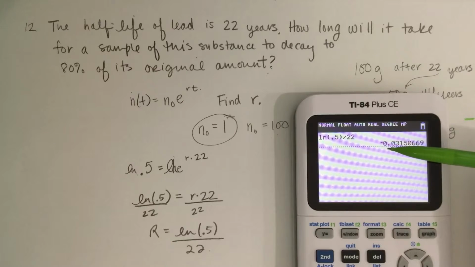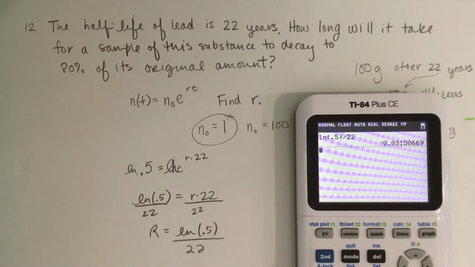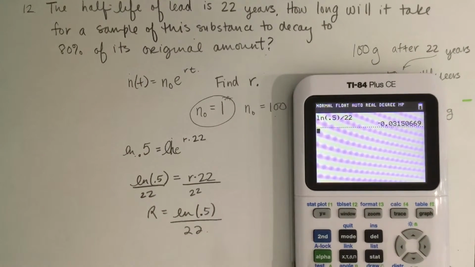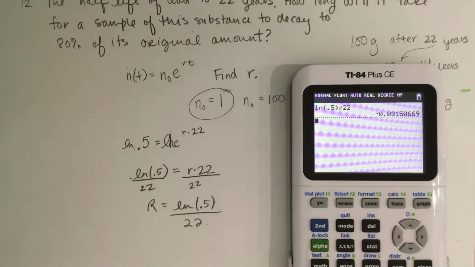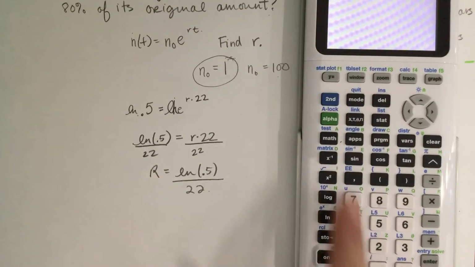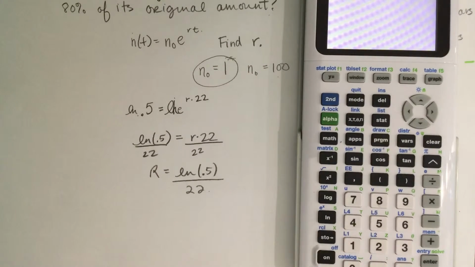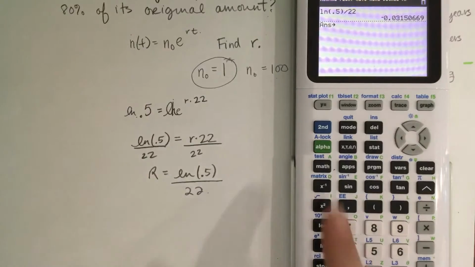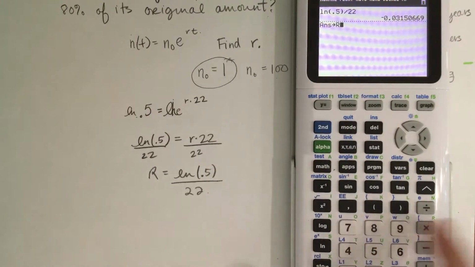And now, do you guys see how this rate is negative? That's to be expected, because with a negative rate, that's telling us that we're looking at exponential decay. If this rate were positive, it's telling us that it's going to be growth. Now, I'm going to take this value and I'm going to store it into my calculator. So again, to store this, we hit store. So it's going to take my answer. And then I like to use r just for the sake of remaining consistent within the problem. So I'm going to store it as r.